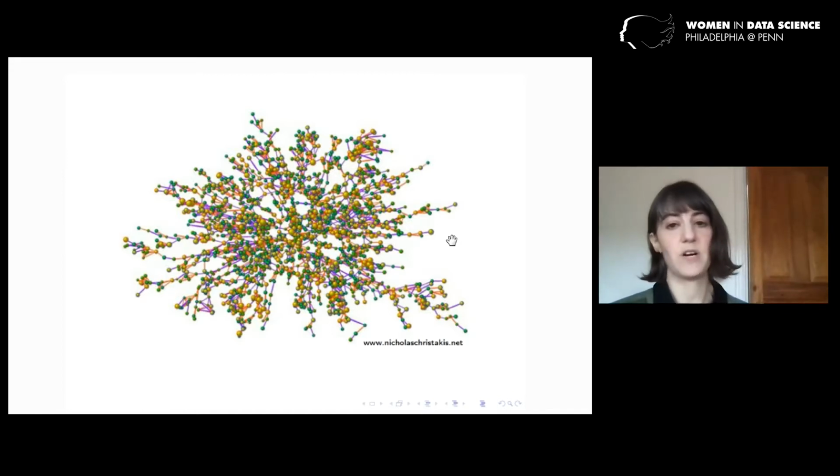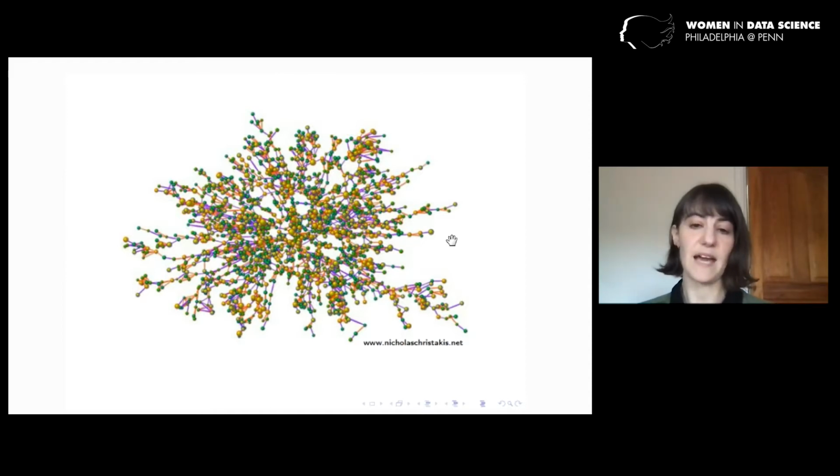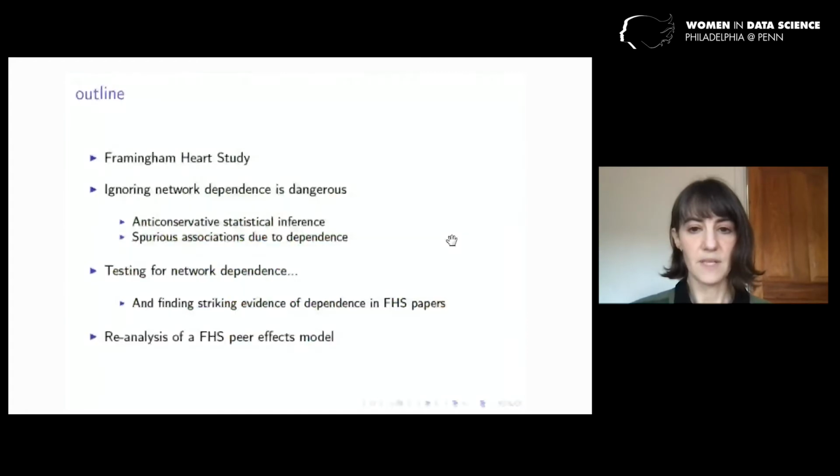This particular network was created using Framingham Heart Study data, and I'll come back to describe the Framingham Heart Study in a little bit. When subjects in a study are connected to one another by social network ties, as they are in Framingham Heart Study, it can engender dependence. Their data can exhibit statistical dependence, and that's what I'm going to talk about today.